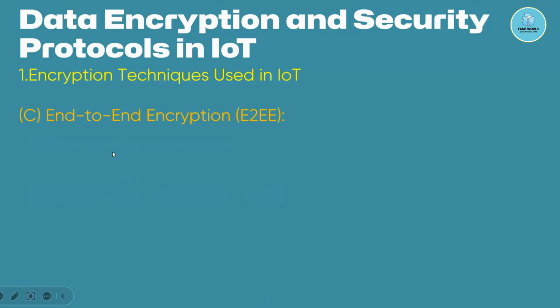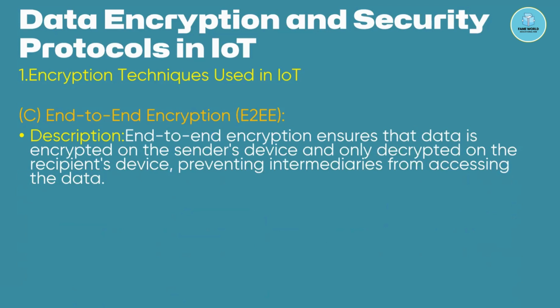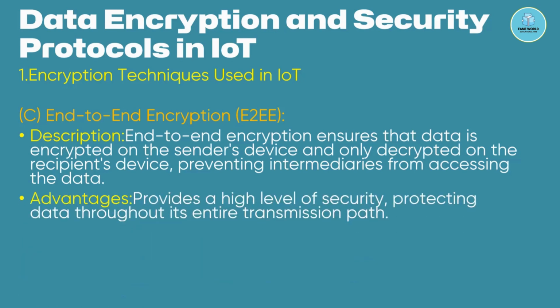Another one is end-to-end encryption. This is another technique used in IoT, the E2EE. It ensures that the data is encrypted on the sender's device and only decrypted on the recipient device. When the data is transmitting in the network, it prevents intermediaries from accessing the data. The advantages are providing a high level of security, protecting data throughout its entire transmission path.